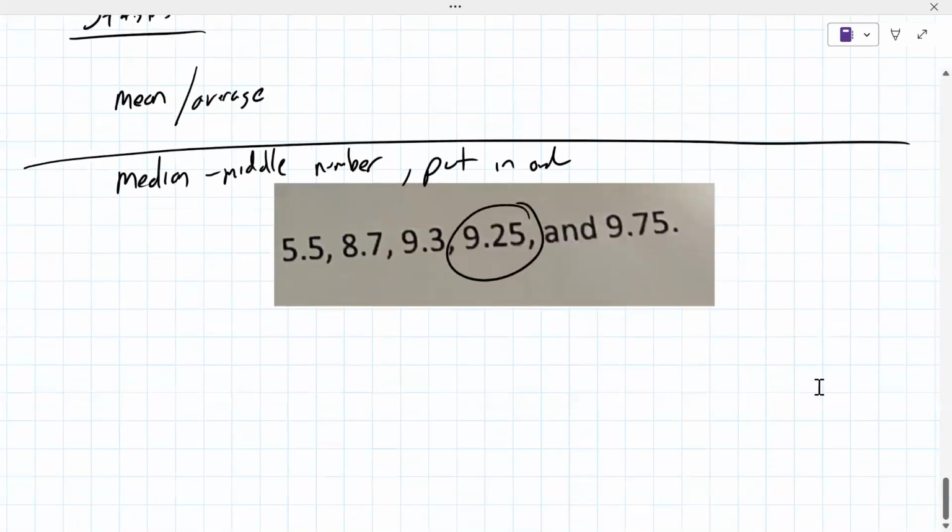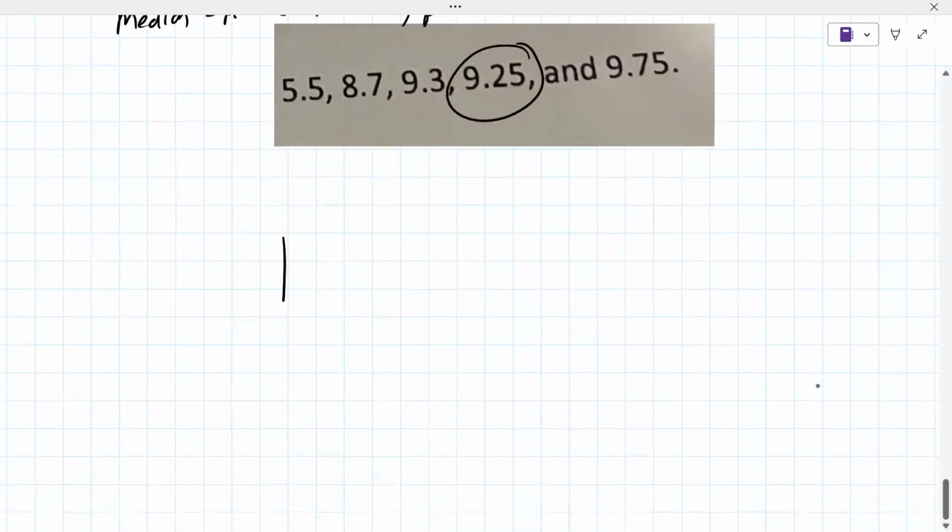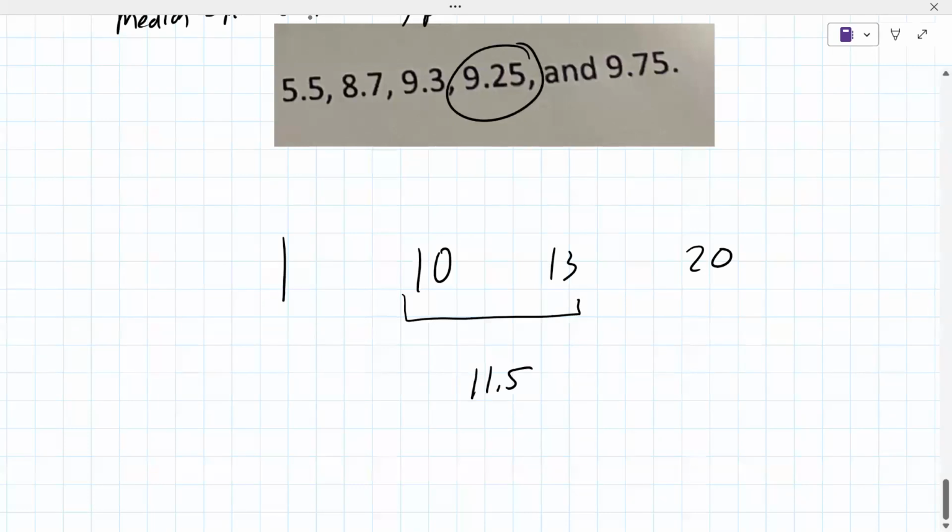Okay. Now let's say I give you a new data set: 1, 10, 13, and 20. There is no middle number. How do you find the median? You find the average of the middle two numbers. That's right. Okay, very good.